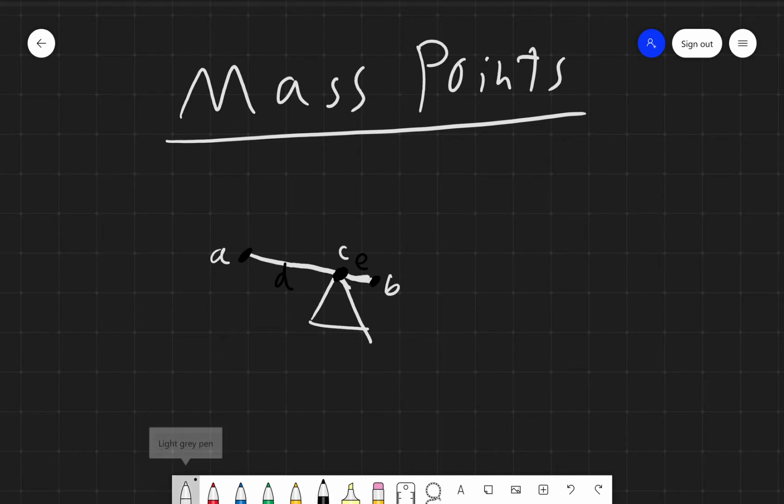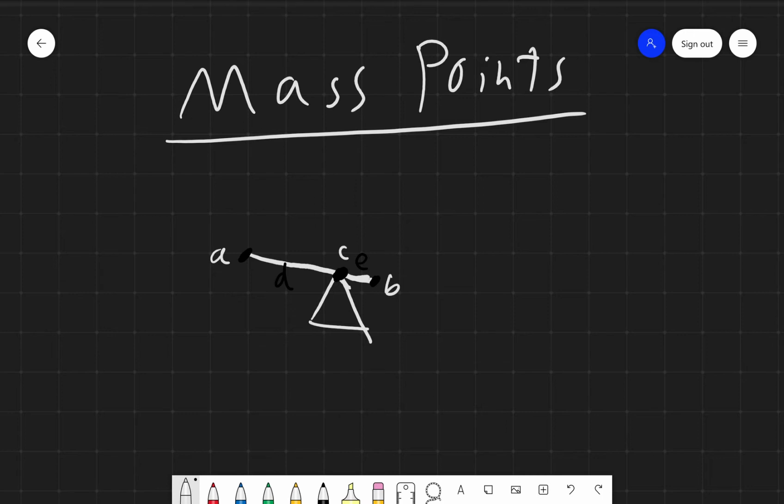Now, what does mass points tell us? Keep in mind that A, B, and C are not point labels. They're just masses. So they are labels, but not like when you see a line and you have capital letters. This is not that.